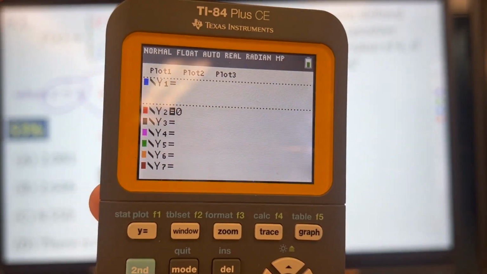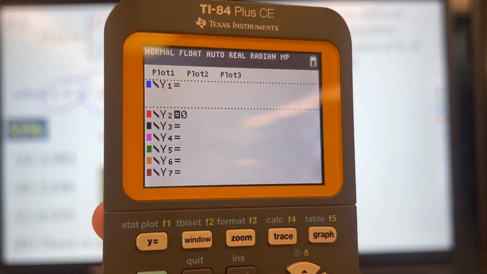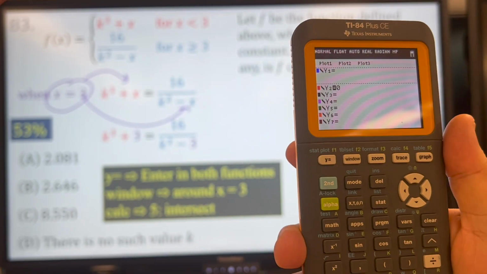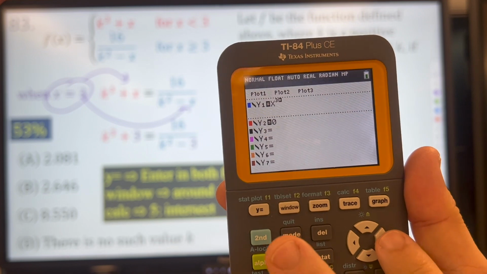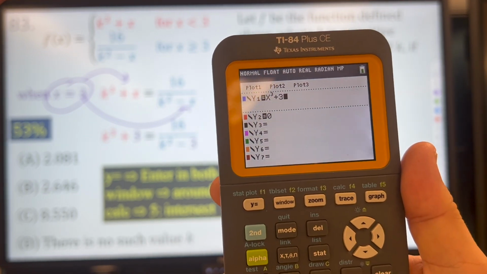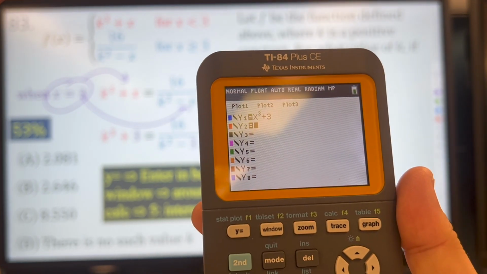I'm going to type both those equations in. The first one is x cubed plus 3. So I type in x caret 3, hit the right arrow to get out of the exponent, plus 3. All right, and then I hit enter. I go to the bottom one.